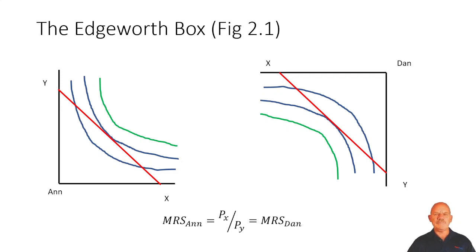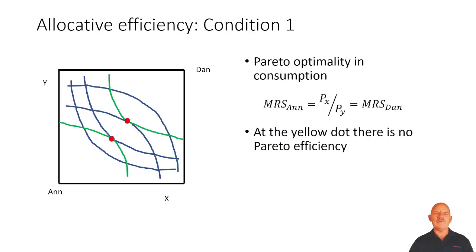So if we now push these two graphs together, let's say we have a specific amount of X and an amount of Y that we want to share between Ann and Dan. So you can see that Ann's graph is still the same and Dan's graph is still the same. We've just moved them together to form a box. Now the horizontal line on the box is the total amount of X available in the economy, and the vertical height of the box is the total amount of Y available in the economy. And they have to share between the two.